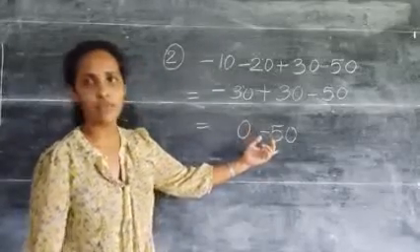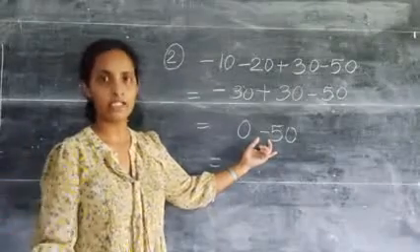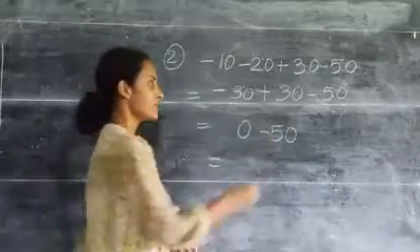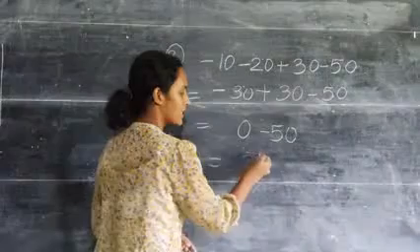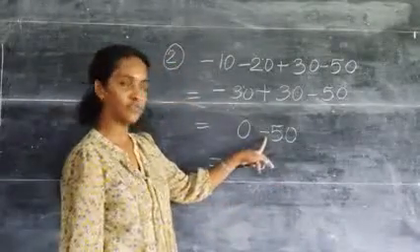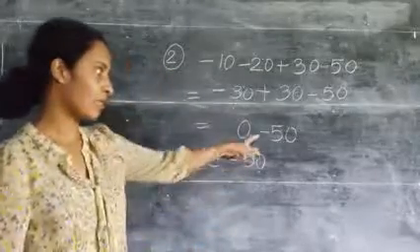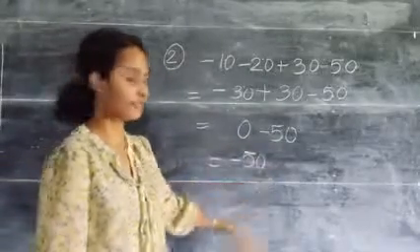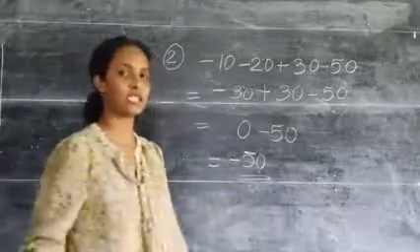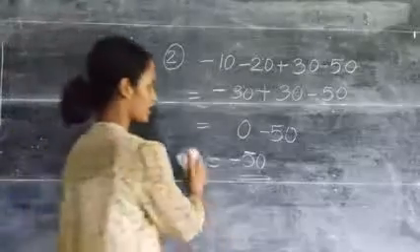Any number minus that number is what? That number itself, right? Any number minus 0 is what? That number itself, right? So 0 minus 50 is what? 50 itself. And what is the greater number here? 50 is the greater number. What is the sign of 50? Minus. So the answer will also be minus, right? 0 minus any number is that number itself, right? So minus 50 is our answer. Okay? One more question and then I'll give you class work.